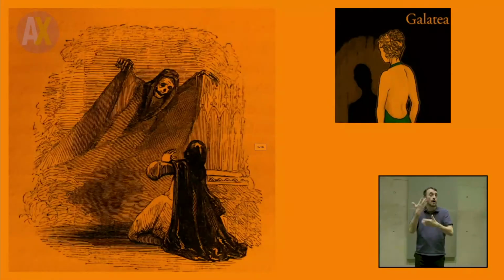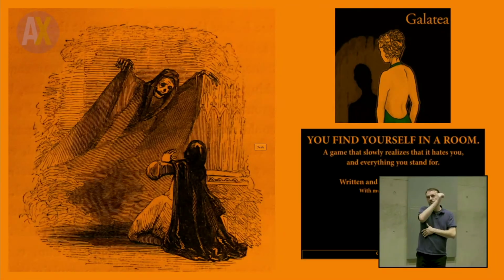From Emily Short's rumination on artificial intelligence, Galatea, to Eli Pyladin's meta-psychological horror, You Find Yourself in a Dark Room, or You Find Yourself in a Room, rather. I always get it confused with In a Dark Room, which is also a very good piece of interactive fiction. Interactive fiction has never been content to simply let the games master spit out objective answers. It always has its own voice.